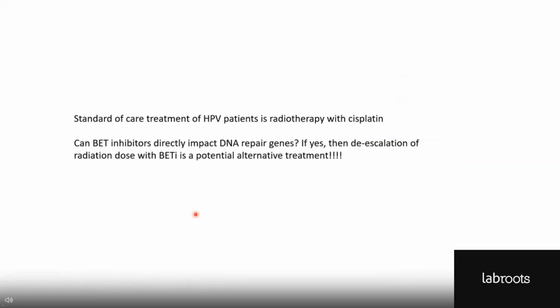So then we asked, can we actually use this in the context of radiation? Because currently in the clinic, the standard of care treatment for HPV patients is cisplatin. So we simply ask the question, how do BRD4 inhibitors directly impact DNA repair genes? And can we use de-escalation of radiation dose with BRD4 inhibition as a potential alternative treatment?